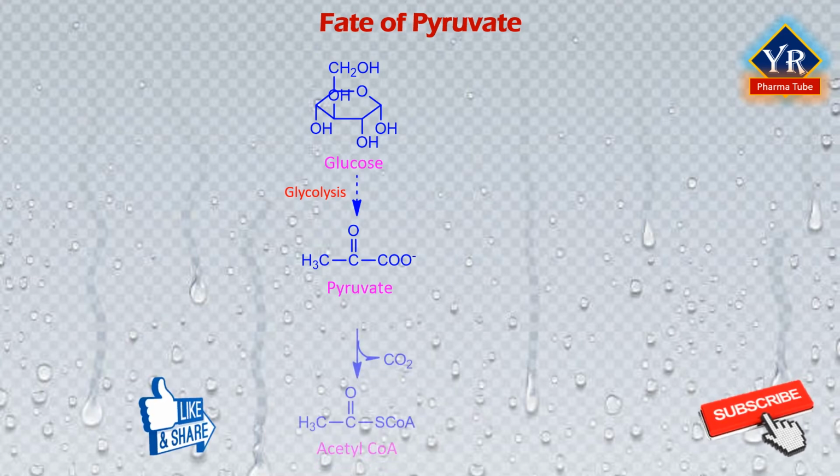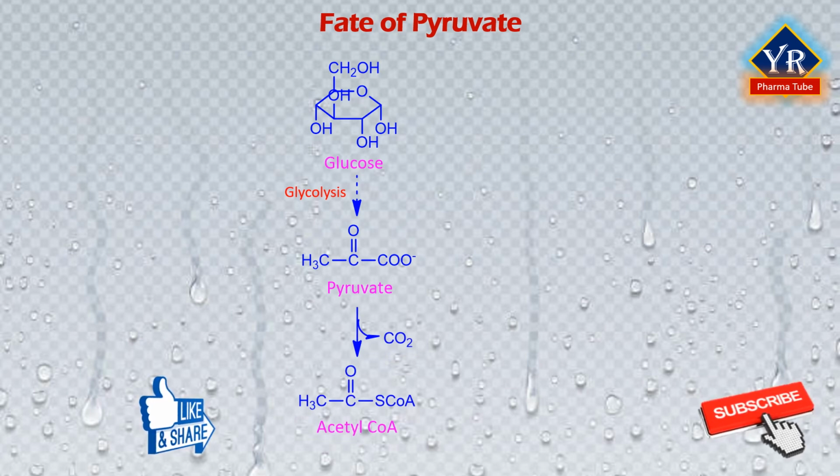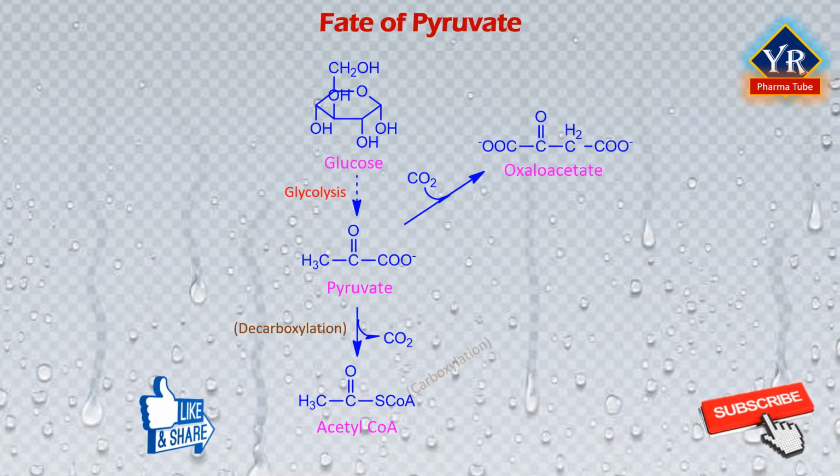Number 1. Pyruvate can be converted to acetyl-CoA, and this acetyl-CoA can be used in a number of metabolic pathways. In one of the important pathways such as the citric acid cycle, pyruvate is completely oxidized to carbon dioxide. This is a route that operates efficiently in the presence of oxygen. Number 2. Pyruvate can be carboxylated to produce oxaloacetate. Oxaloacetate is one of the citric acid cycle intermediates, but it is also an intermediate in the synthesis of glucose.